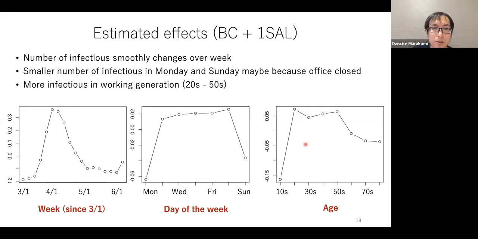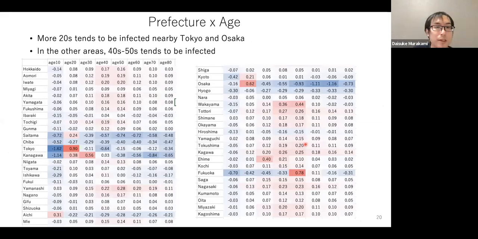And to see this result more closely, this slide shows the estimated cross effect of prefecture and age. For example, this is Tokyo. And based on this result, near major urban areas, I mean around Tokyo and Osaka, the two major areas, the 20s tend to be infected. Osaka is also like this. But in other areas, the 40s or 50s tend to be infected.